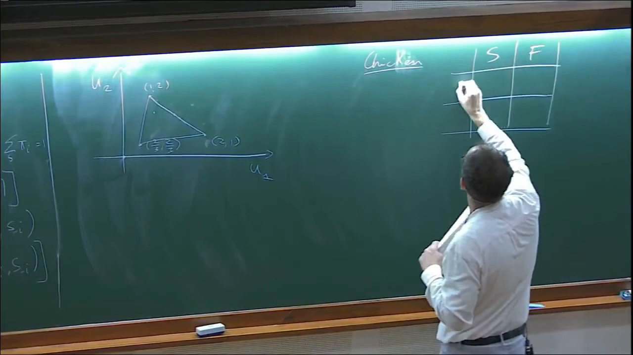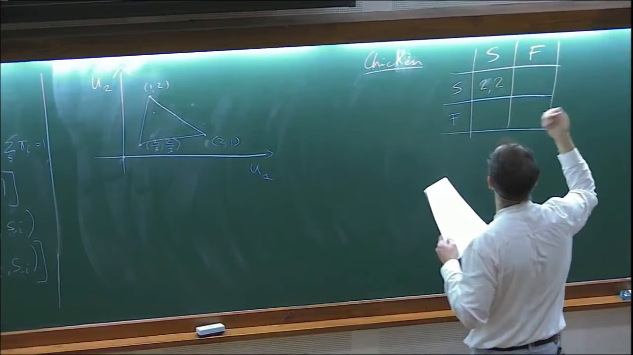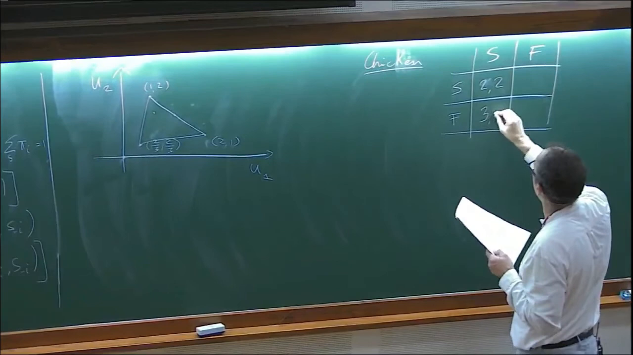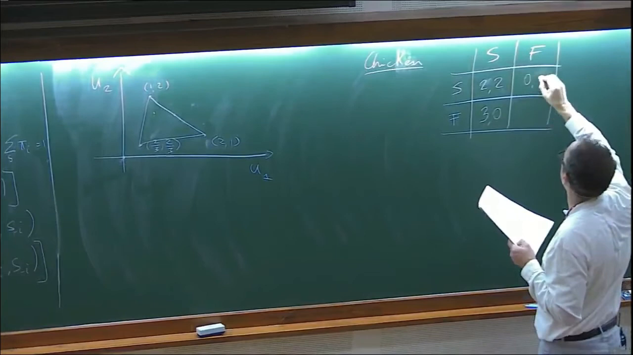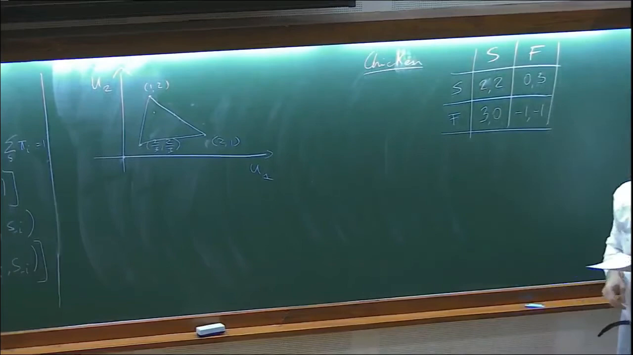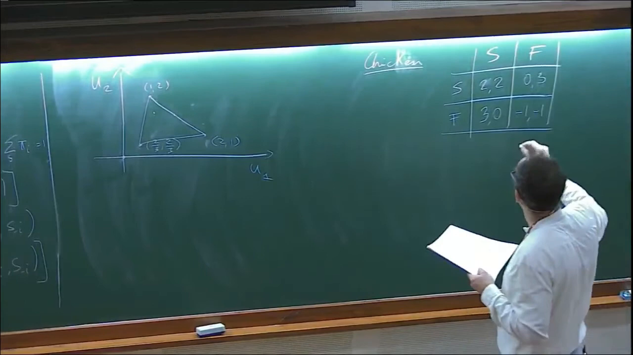If they both go slow, then well, they pass. If you go fast, and the other guy goes slow, then the other guy has to wait, and you get better, and the other way around. But if we both go fast, then it's a problem. Okay. Now, in this case, you can find out that there are again three Nash equilibria.